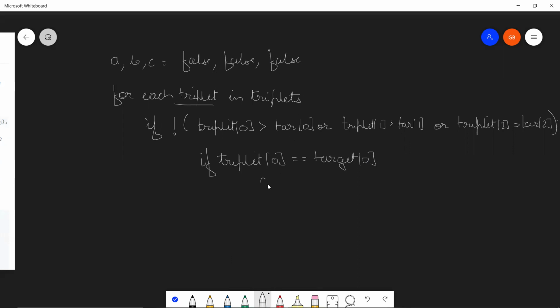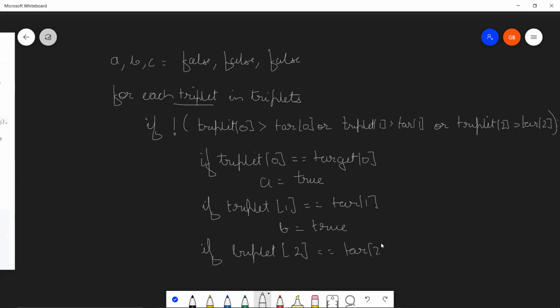And if I find the value, I'm going to mark it. Similarly, if triplet 1 is equal to tar 1, my B will become true. If triplet 2 equals tar 2, my C will become true.